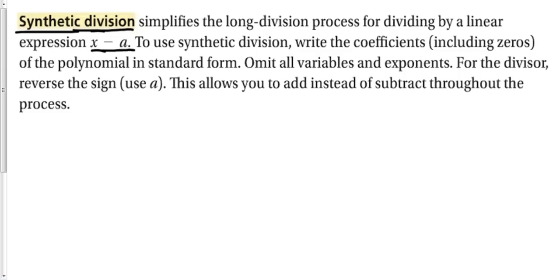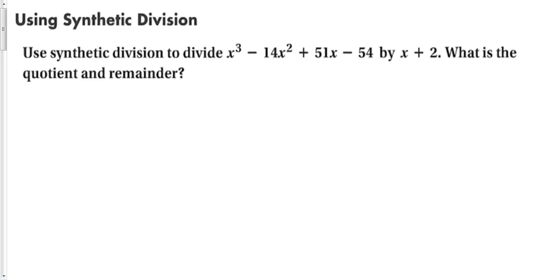Okay, so all you're going to write is the number in front. For the divisor, reverse the sign. So we're going to use the roots. So for instance, if we had x plus 2, my divisor would be negative 2. Right? We would use the opposite. This lets us add through the problem instead of subtracting, which makes it a little bit easier. So let's take a look at this. Divide that polynomial, x to the third minus 14x squared plus 51x minus 54 by x plus 2.